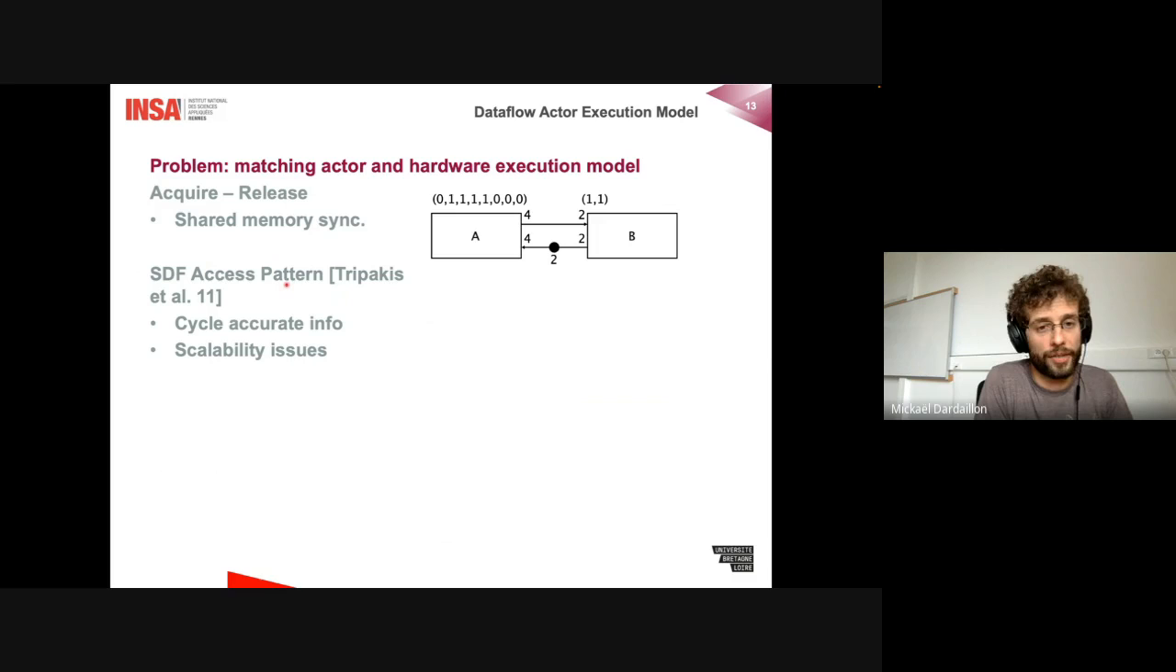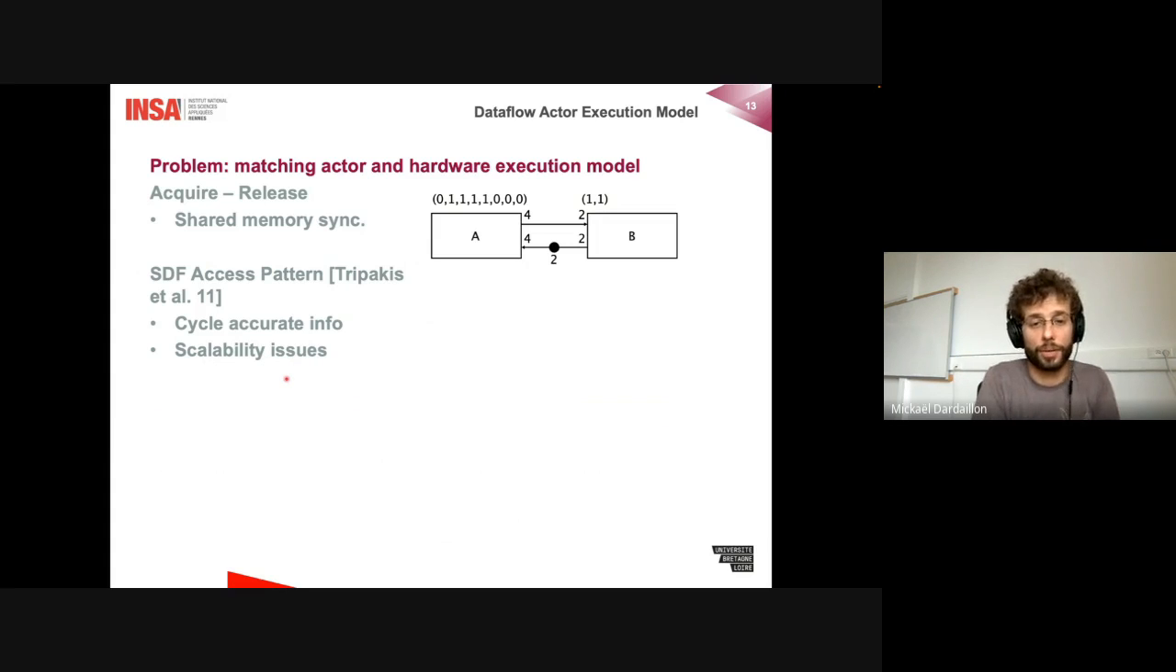For example, there is the SDF access pattern, where we represent, cycle by cycle, whether an actor consumes or produces a token. Here it's producing 4 tokens at cycles 2, 3, 4, and 5, for example, and this actor is executing in 2 cycles and consuming 1 token per cycle. This requires cycle accurate info. This is going to have scalability issues.